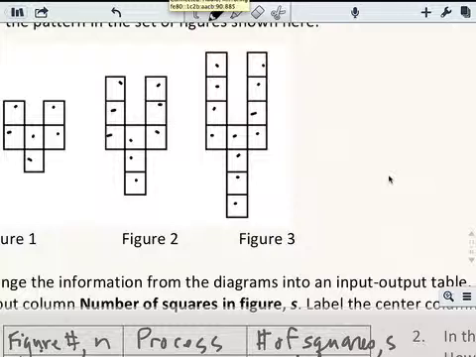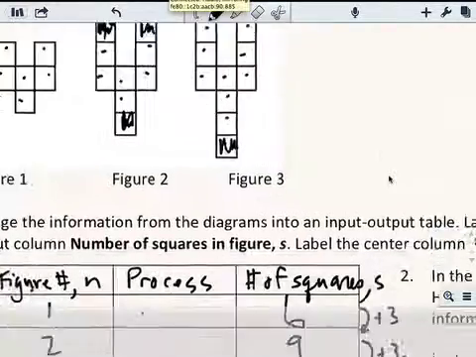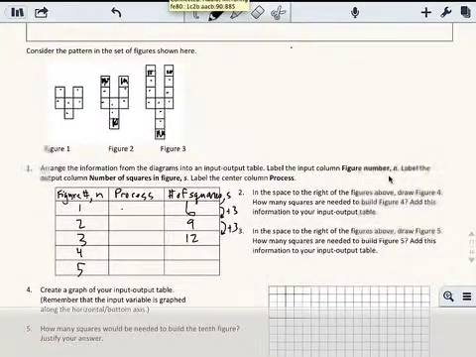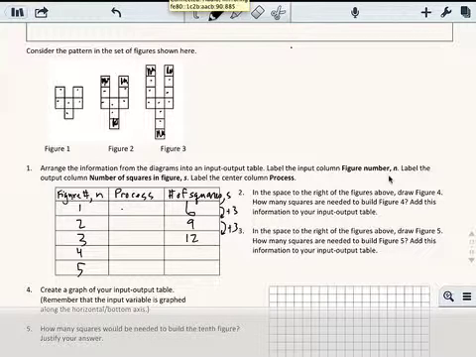And so you can also notice that it's adding on a new square to each end of the longer ends. So each end grows by 1 each time, and so that's 3 that it's increasing total. In the space to the right of the figures, draw figure 4. How many squares are needed to build figure 4? Add this information to your input-output table.